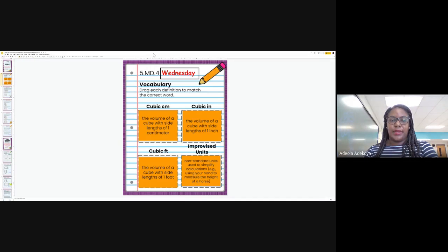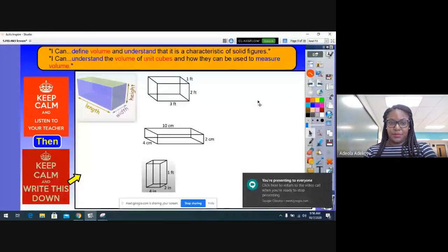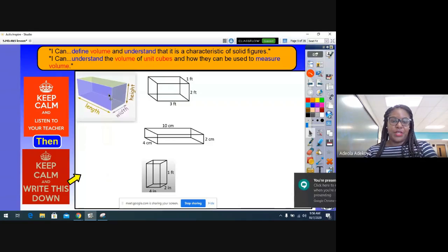That being said, we are going to do a quick review of what we worked on yesterday, and I'm going to present my entire screen so that we can use our Active Inspire. Here's a quick review of what we worked on yesterday. We talked about volume, which is how much space is within a container.